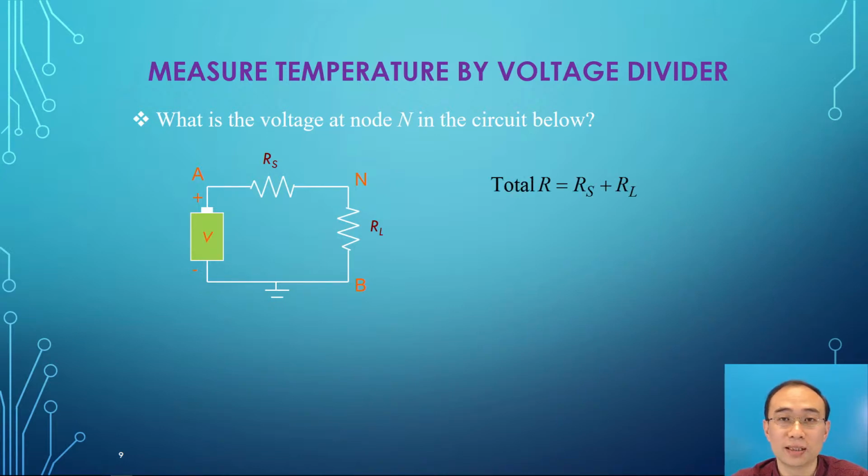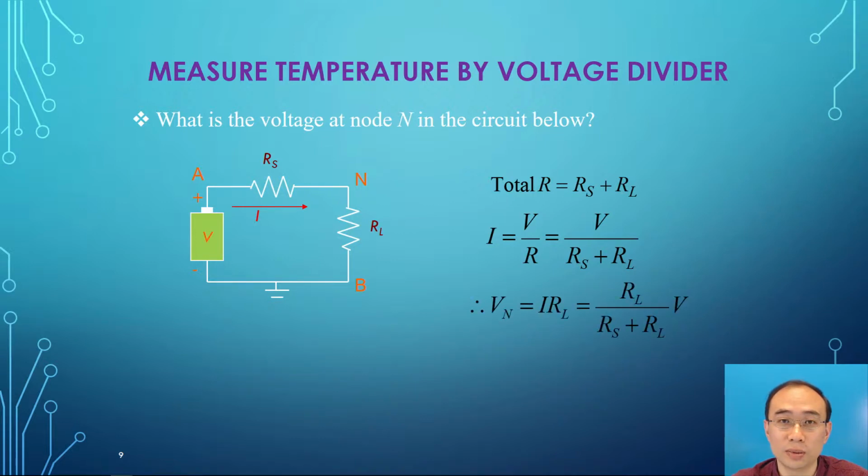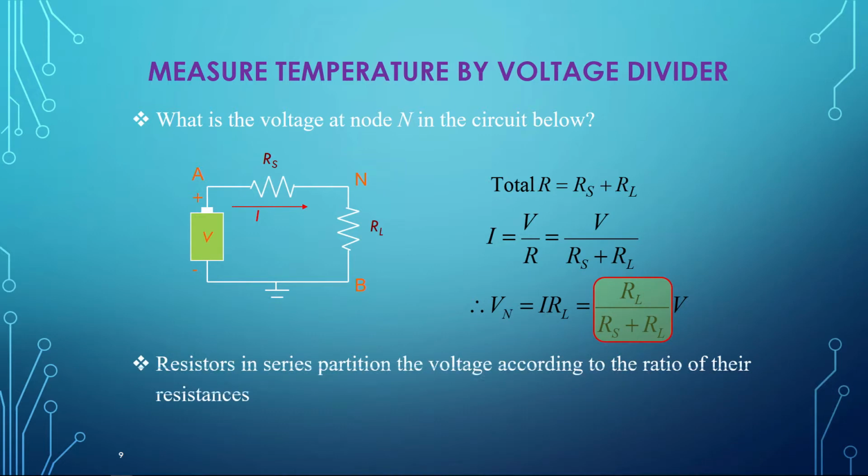Because the two resistors are connected in series, we know the total resistance will be RS plus RL. Based on Ohm's law, we can calculate the current going through the circuit to be I equals V divided by R, which equals V divided by RS plus RL. And then we can calculate the voltage drop across the resistor RL to be Vout equals I times RL, which equals RL divided by RS plus RL times V. So basically, the resistors in series will partition the voltage according to the ratio of their resistance.